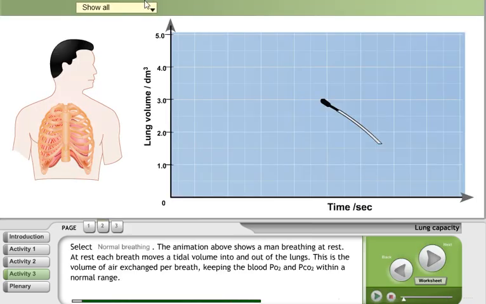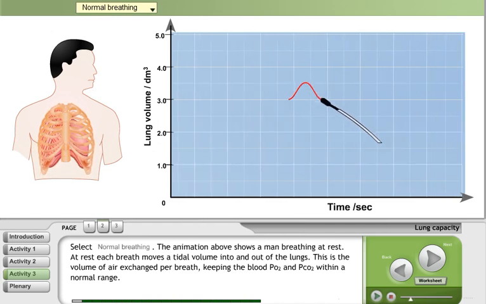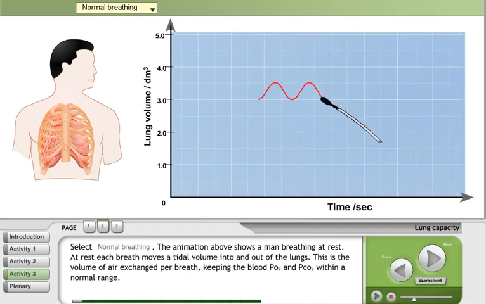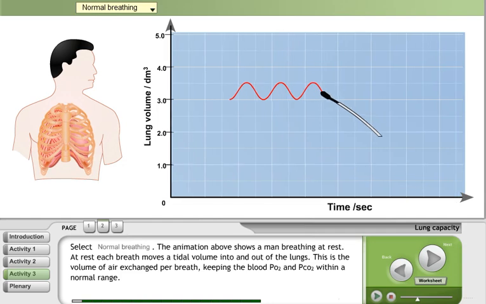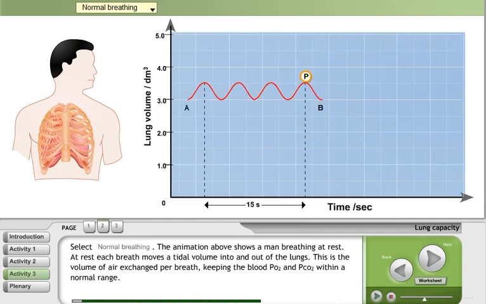Select normal breathing. The animation above shows a man breathing at rest. At rest, each breath moves a tidal volume into and out of the lungs. This is the volume of air exchange per breath, keeping the blood partial pressure of oxygen and partial pressure of carbon dioxide within a normal range.